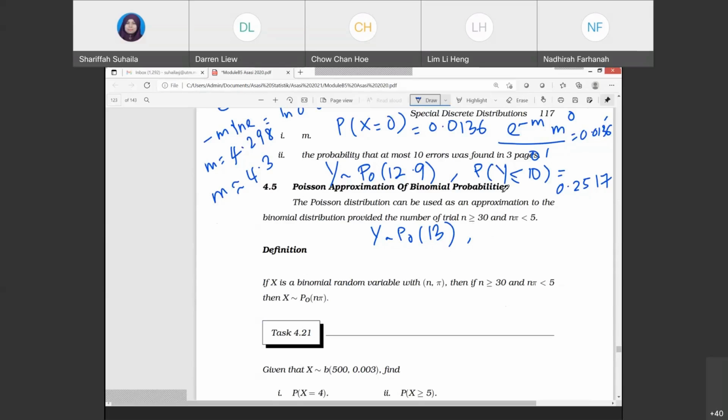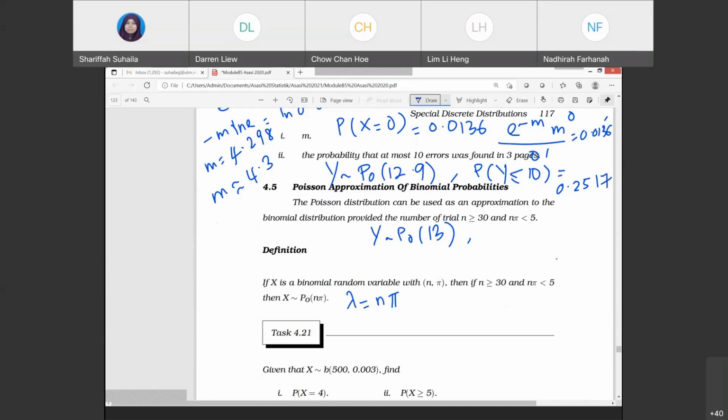So again, when n is greater than 30 and your n pi is less than 5, usually your pi is small so that n pi is less than 5. In this case, your X, which is binomial, becomes a Poisson distribution. We approximate the binomial distribution with n and pi to the Poisson distribution. So for the Poisson, you will have lambda equals to n pi.